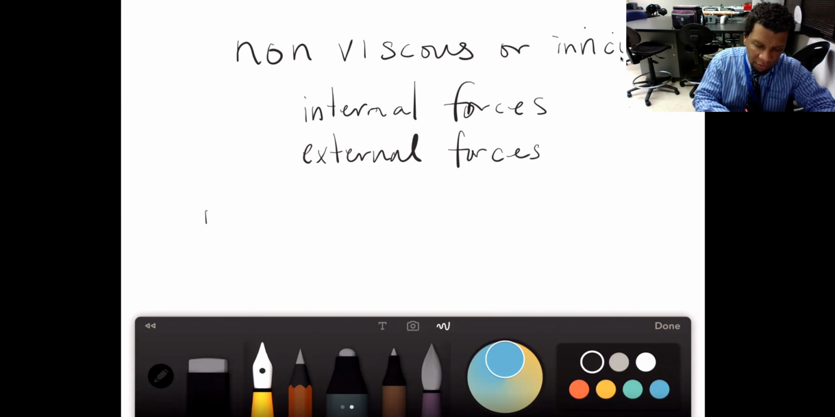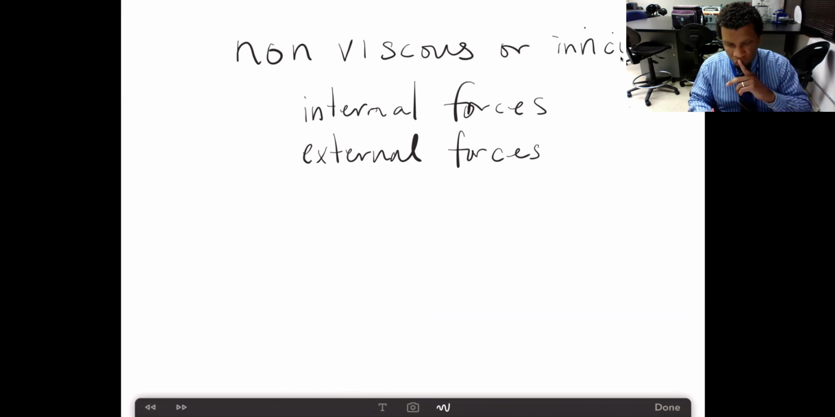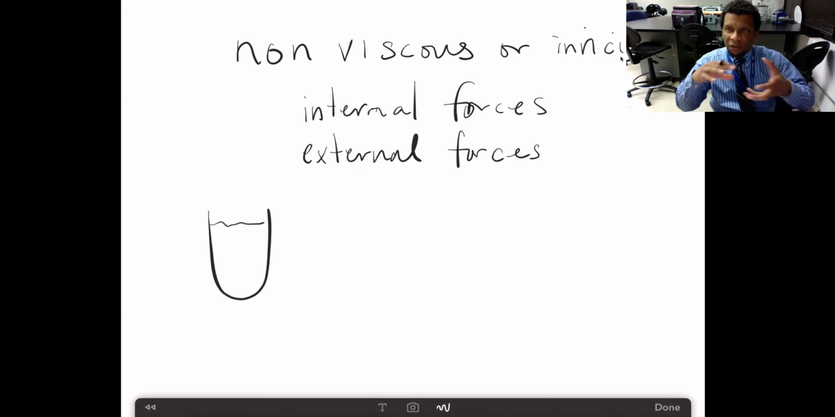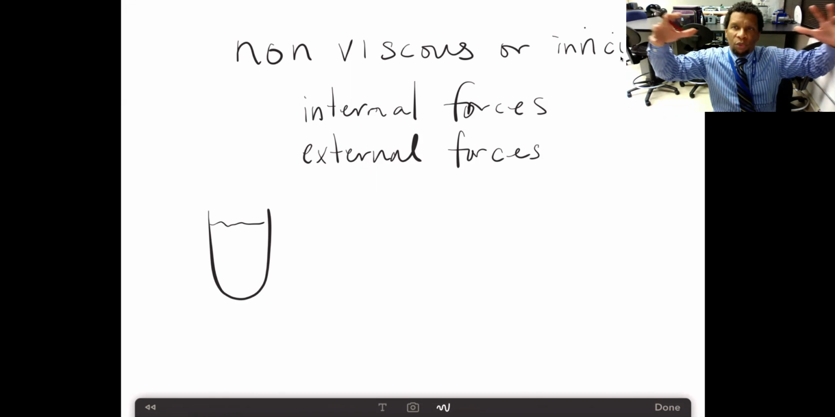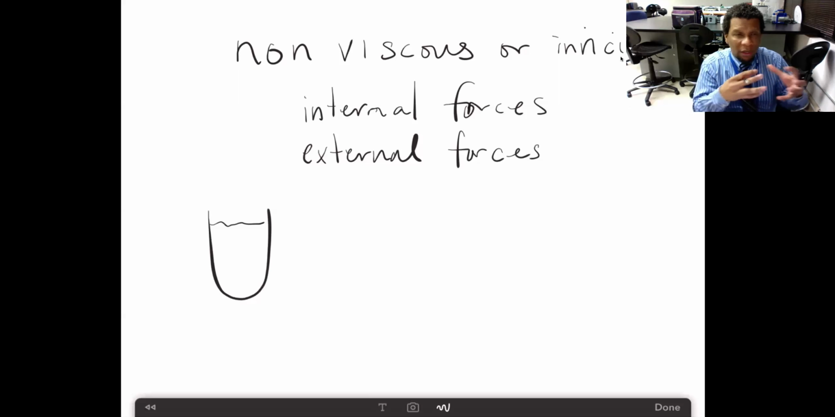So if I look at this jar, I'll bring the picture in just a second. But if I look at this jar here, this jar has internal forces. It keeps it bound. So it's water that's going to be in the jar, but it could be anything. It could be honey. It can be oil. If they're not in the jar, they're not just going to separate. They're going to still kind of collect together on the ground.